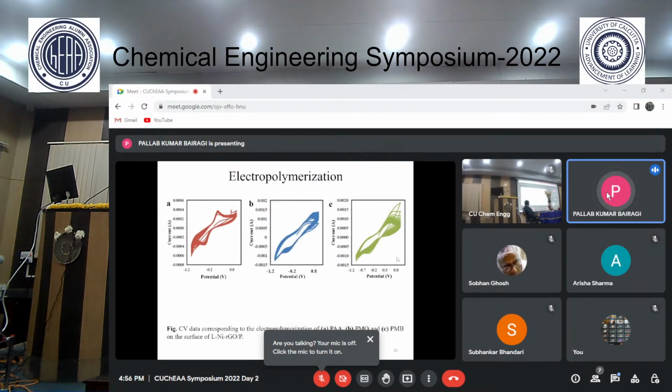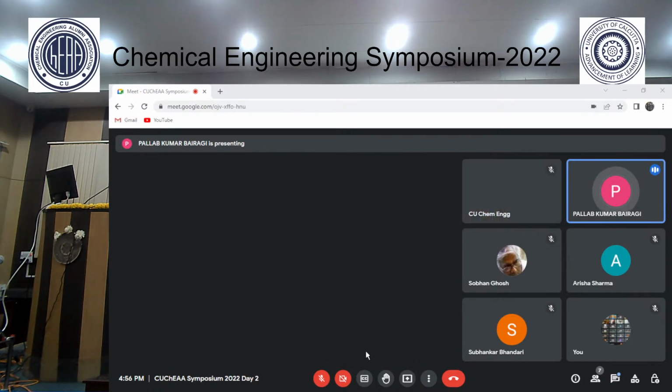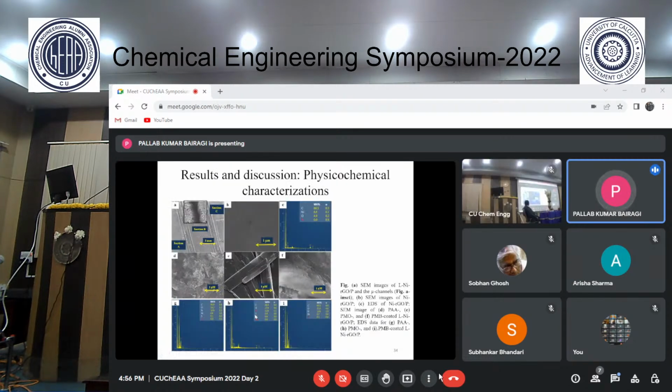These are the electropolymerization data captured during the cyclic voltammetry carried out for the electropolymerization using the monomers, that is, polyacrylamide from acrylamide, polymethylene blue from methylene blue, and polymethyl orange from methyl orange. These are the AFM and EDX data measured for the prepared electrodes and sensor.